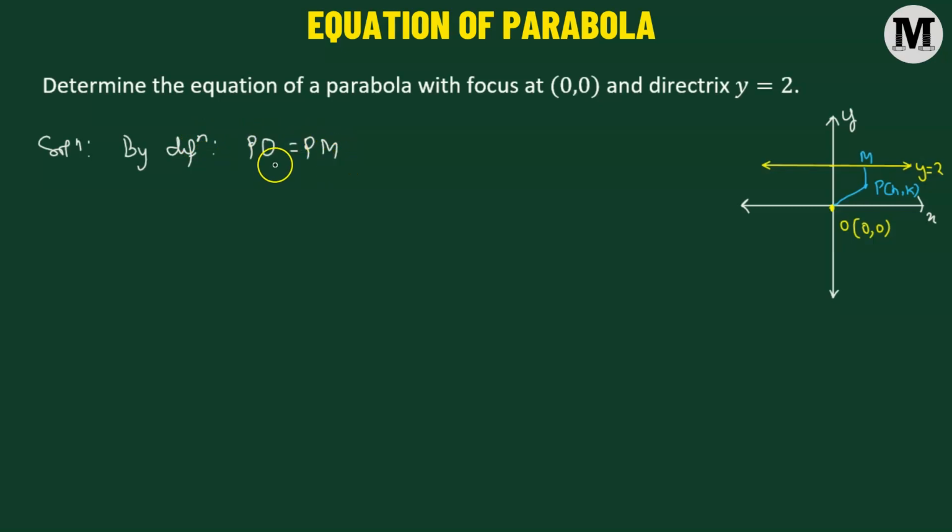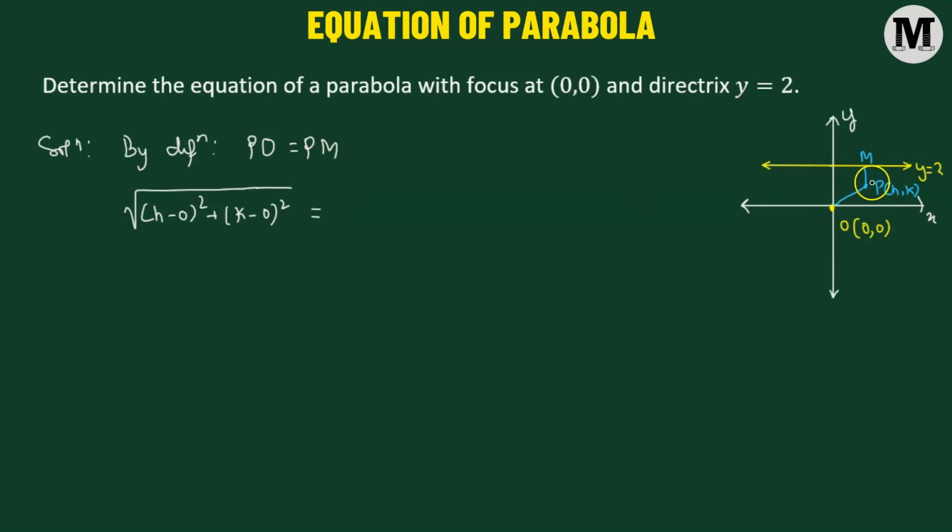Now we can easily find PO because here we have the coordinates of the endpoints, and you can use the distance formula to obtain the length of PO. All we have to do is take the square root. Underneath the square root, we take the difference of the x coordinates, square it, and add it to the difference of the y coordinates squared as well. So this will be equal to the perpendicular length PM.